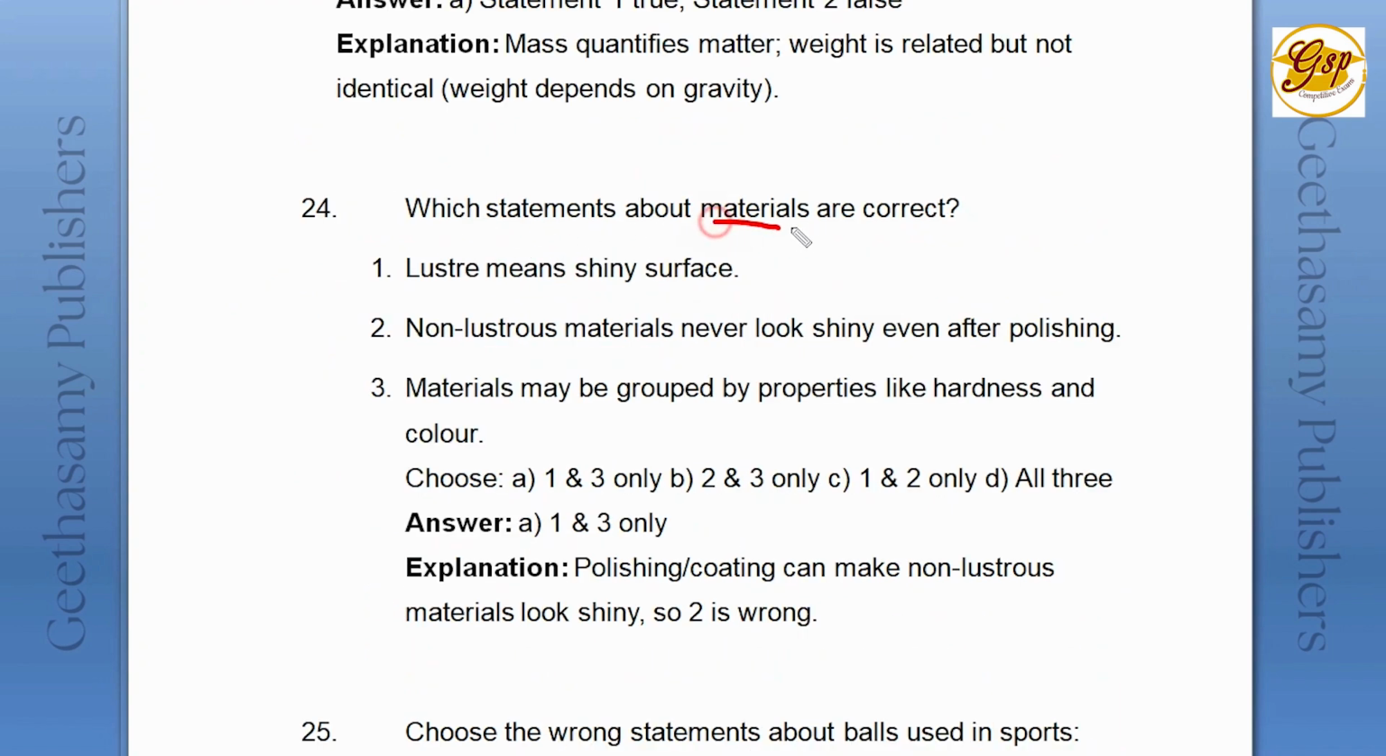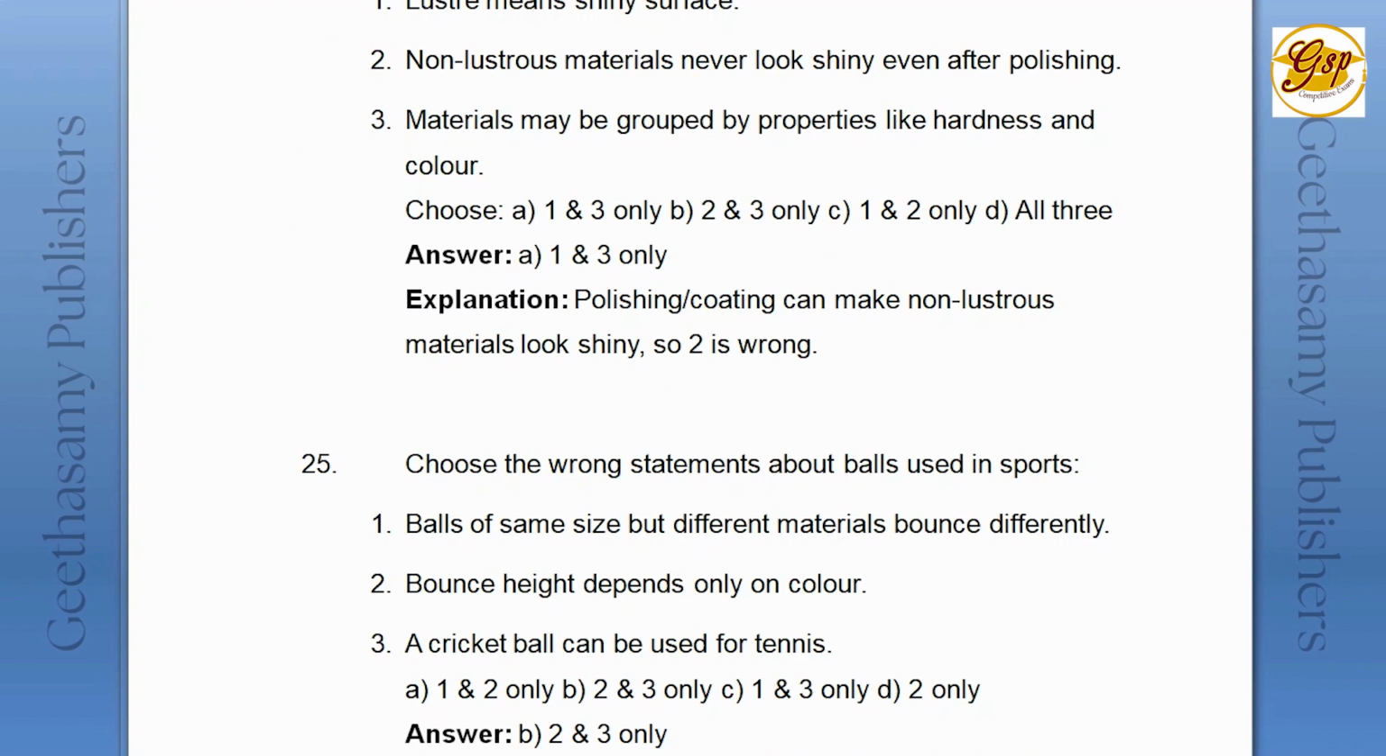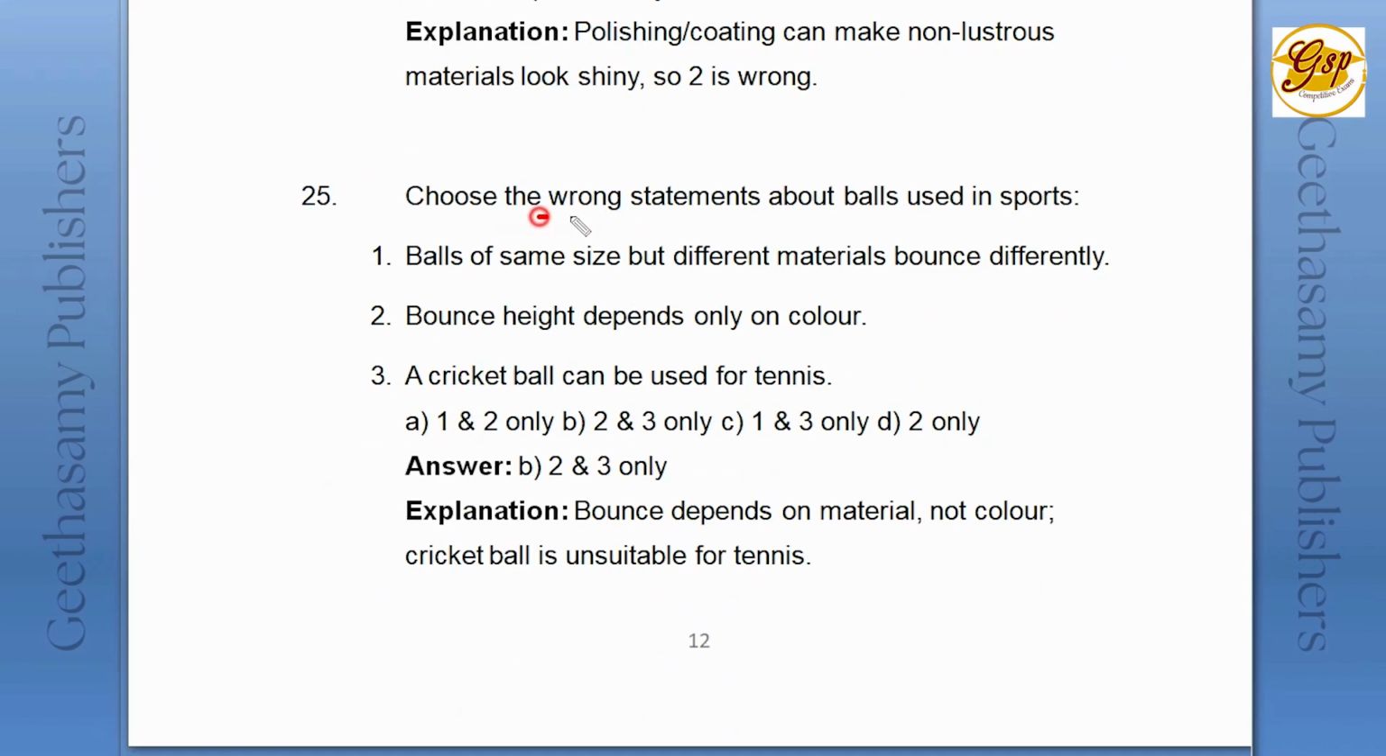24th question. Which statements about materials are correct? Luster means a shiny surface. Non-lustrous material never looks shiny even after polishing. Materials may be grouped by properties like hardness and color. So choose A, 1 and 3 only; B, 2 and 3 only; C, 1 and 2 only; and all the 3. The correct answer is 1 and 3. Polishing and coating can make non-lustrous material also look shiny, and so statement 2 is wrong. Fine.